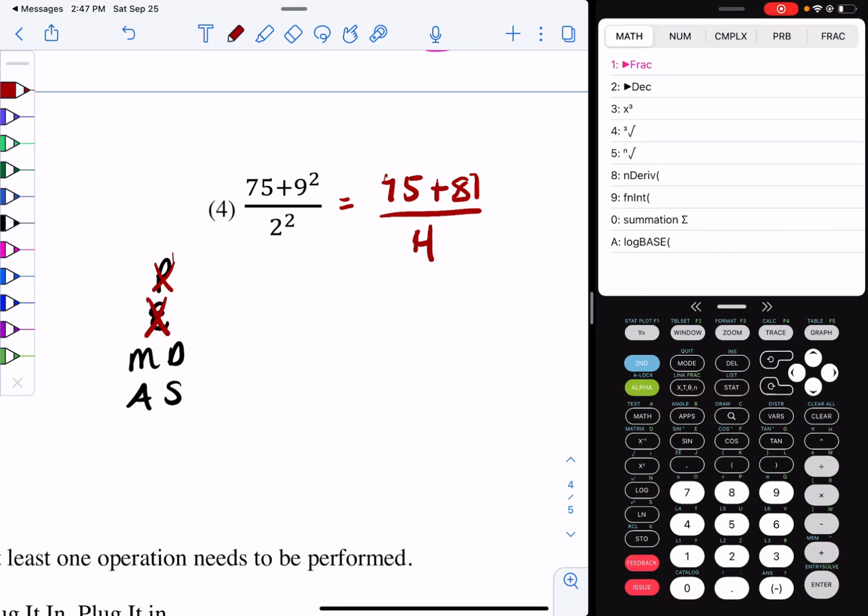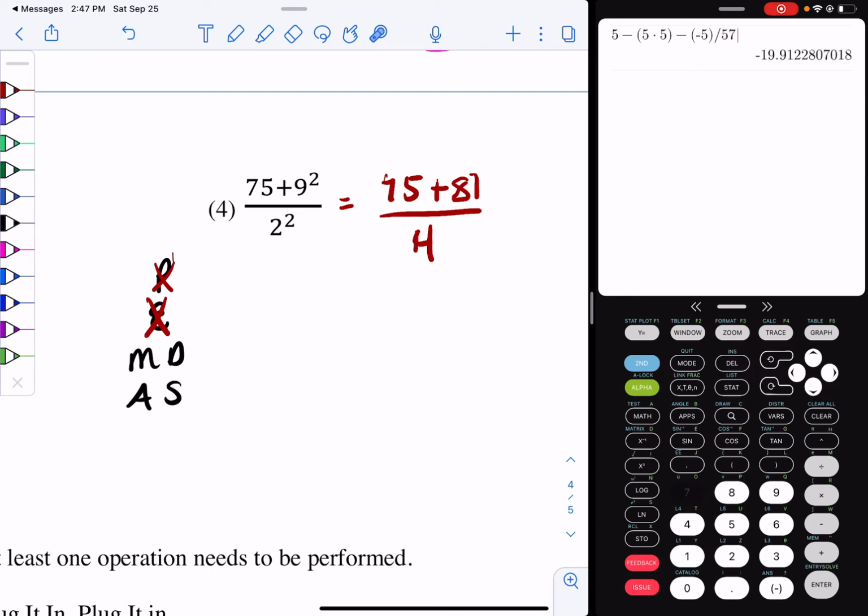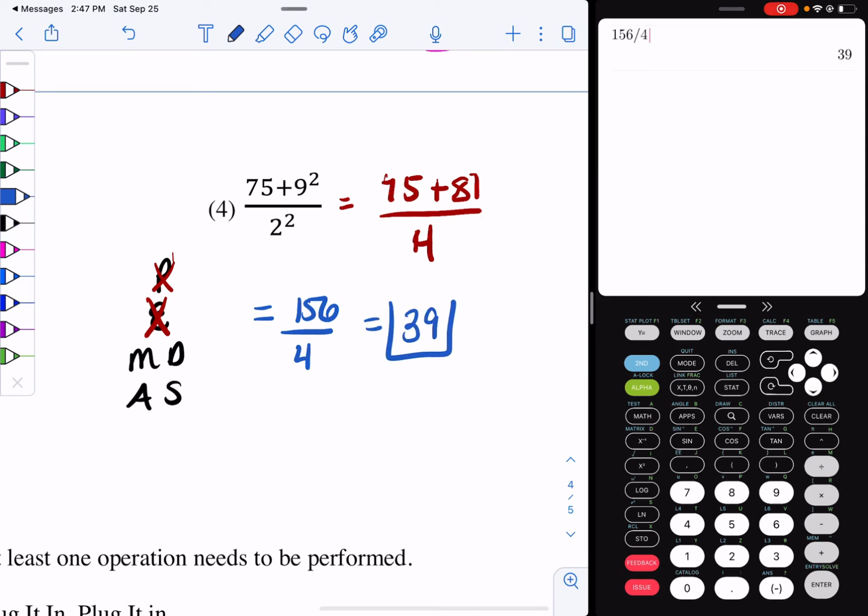Now, we're going to just basically look at it layer versus layer. If you look, you have an addition up here. I only have addition up here, so I'm not even going to bother about multiplication and division. I'm going to do 75 plus 81, which is 156, all over 4. 156 divided by 4 is 39. And that's my final answer.